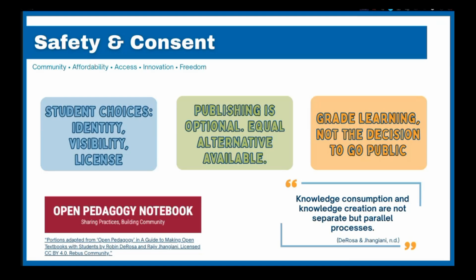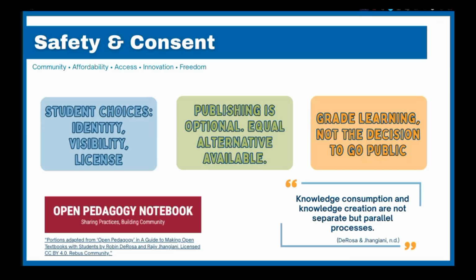Before anything is shared, we can run through a simple check: consent on file, attribution lines present, and basic accessibility like alt text and captions. The idea is really simple. We grade the learning, not the decision to go public. And if you want models, the Open Pedagogy Notebook has some solid examples that you can adapt. So check that out if you'd like to.